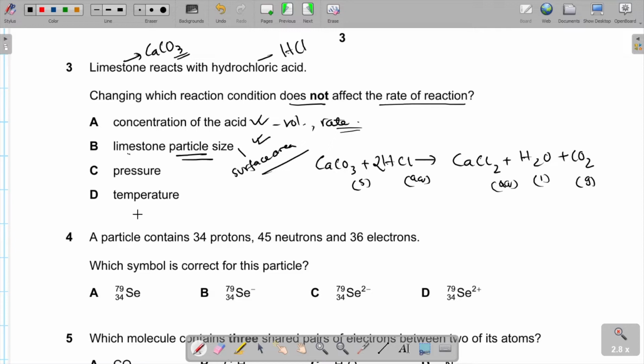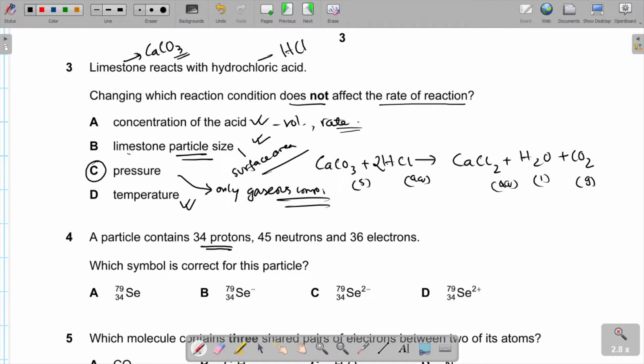Pressure, we know, only affects gaseous compounds. Temperature, yes, it will have an effect on the rate of reaction because there will be many more successful collisions. So the answer is going to be C, since pressure only affects gaseous particles.